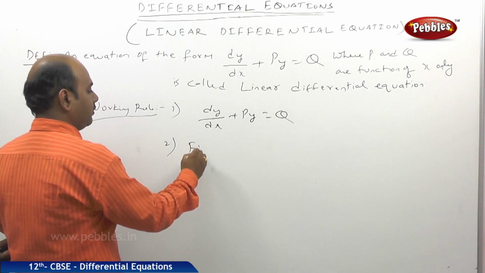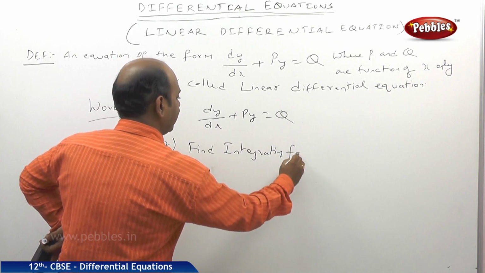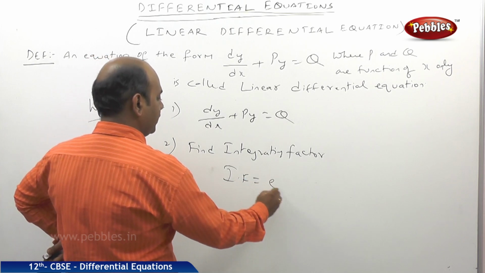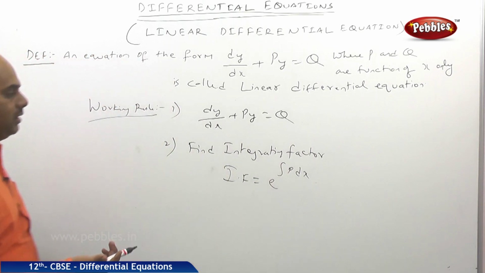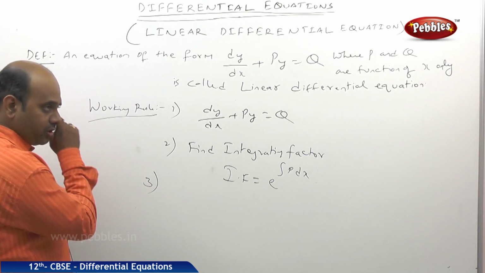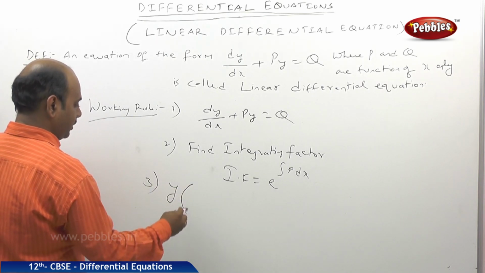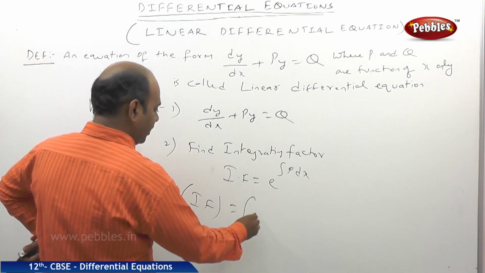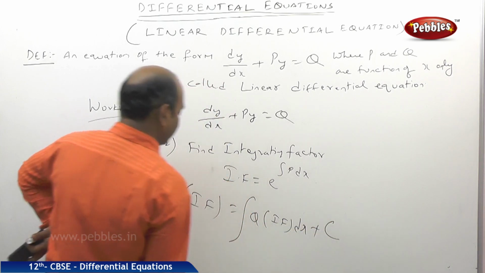Next, we need to find the integrating factor. Integrating factor is denoted by I.F., and it is given by the formula e power integral of p dx. After finding the integrating factor, the general solution of this differential equation is given by y into integrating factor is equal to integral of q into integrating factor dx plus c.